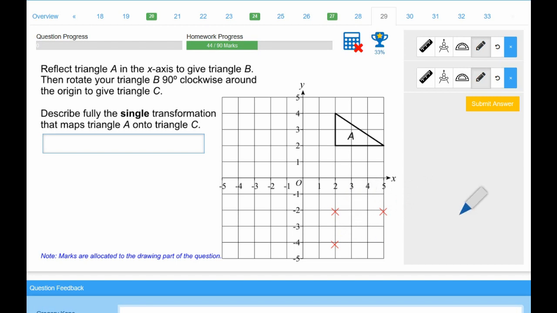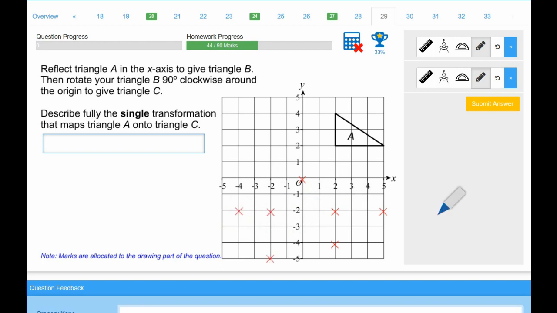And then I'm told I'm rotating my triangle B clockwise around the origin. That's a little bit harder to do. So I need to get my tracing paper and it's going to go clockwise. So it's going to end up somewhere over here.